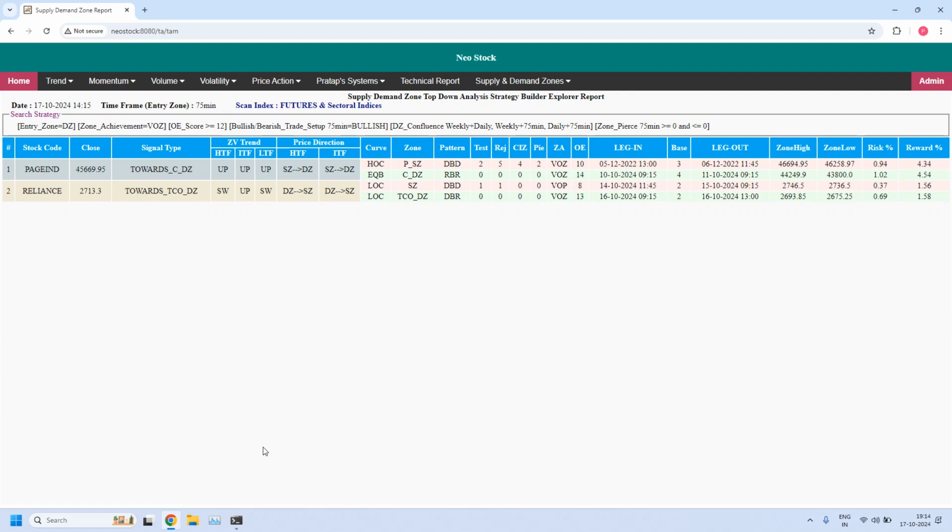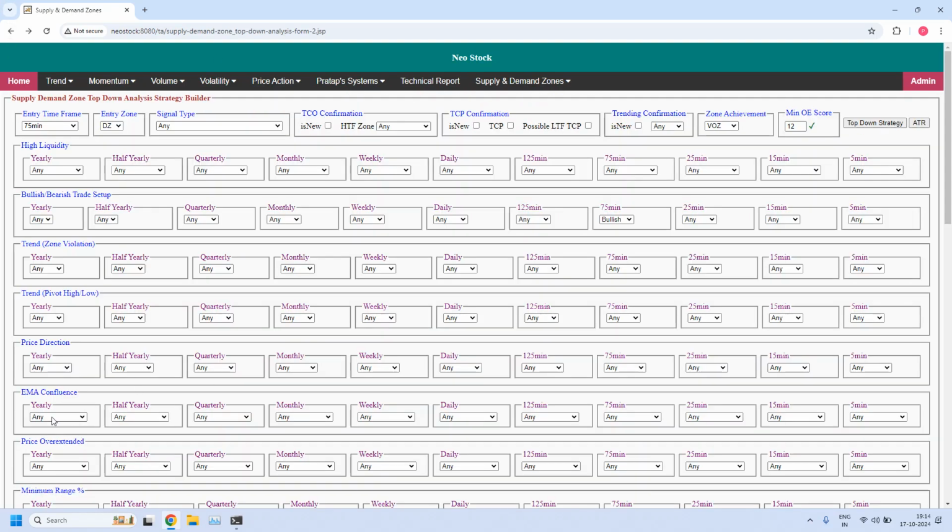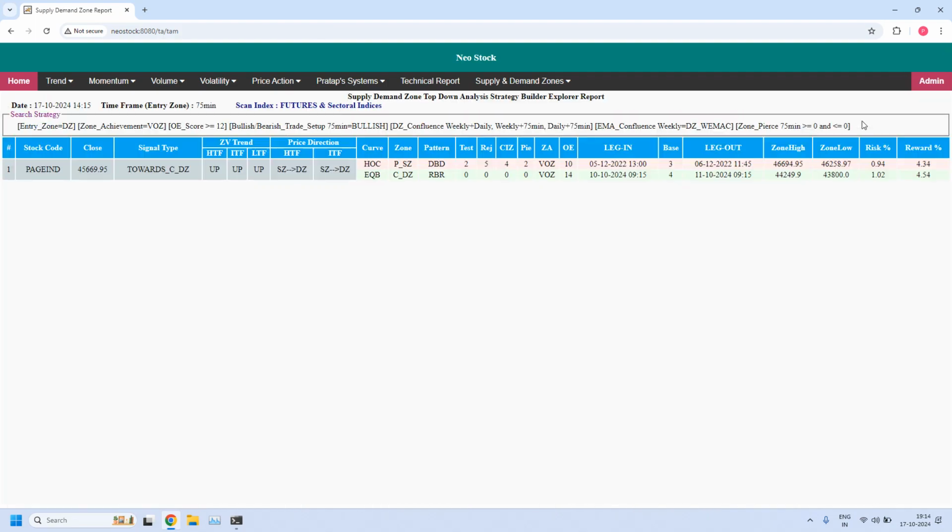And if these weekly zones have weekly EMA confluence, because Page Industries' trend is uptrend and Reliance is sideways, we can ignore Reliance. If Page Industries has weekly EMA confluence, it's a high probability setup. Let's verify. Already it is a high probability setup, but it will be even more so if the weekly demand zone has weekly EMA confluence.